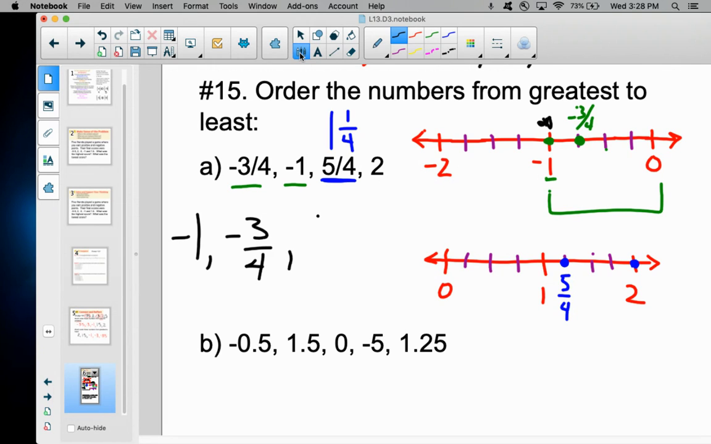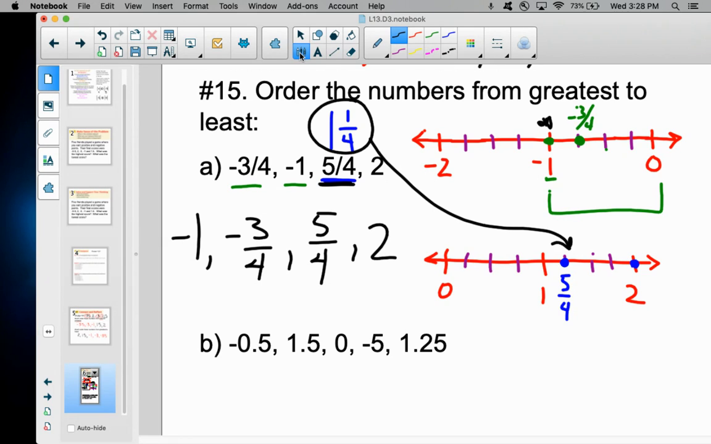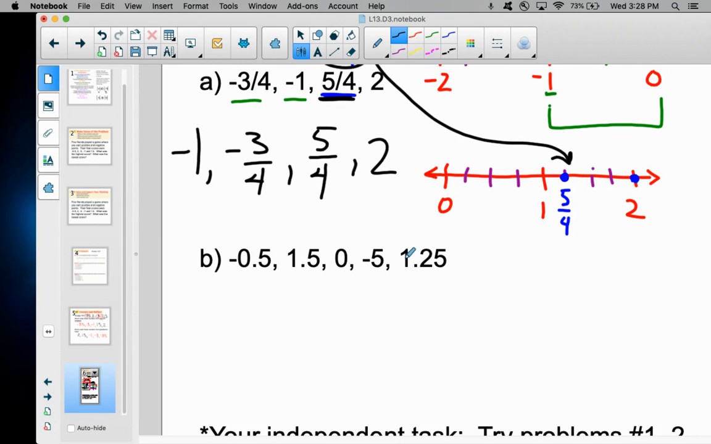Then we have our 5/4. And notice I'm using the 1 1/4 to think about where it goes on the number line. But when I'm listing it, I'm actually going back to this original form of the improper fraction. And then our 2 is the biggest. It's a little bit trickier when they are in decimals and fractions. So B was all in decimals, so you did not have to convert anything.